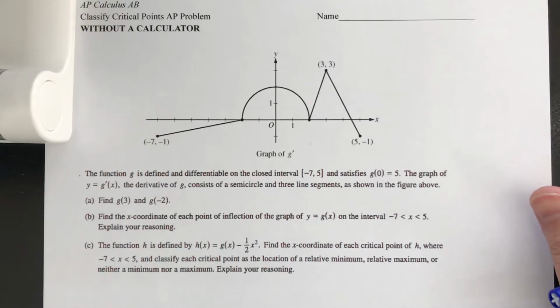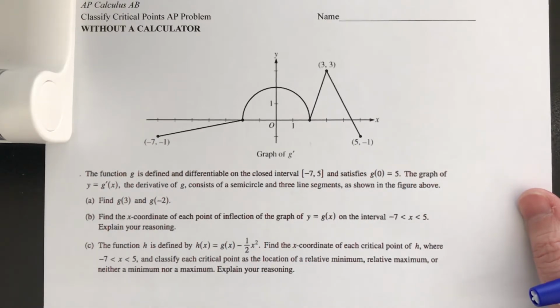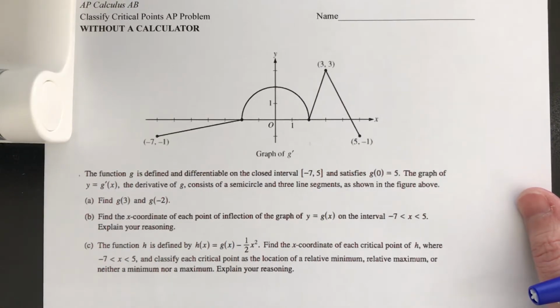This video is going to walk you through part C of the classifying critical points AP problem. Part C says the function h is defined by h of x equals g of x minus 1/2 x squared. Find the x coordinate of each critical point of h from -7 to 5, and then classify each critical point as the location of a relative minimum, maximum, or neither, and then explain your reasoning.